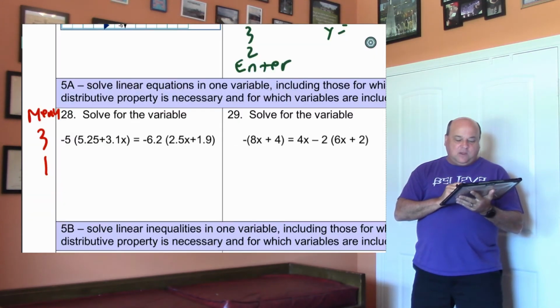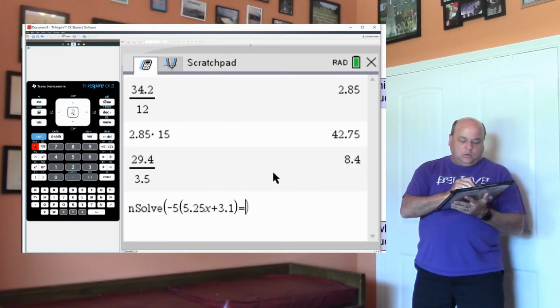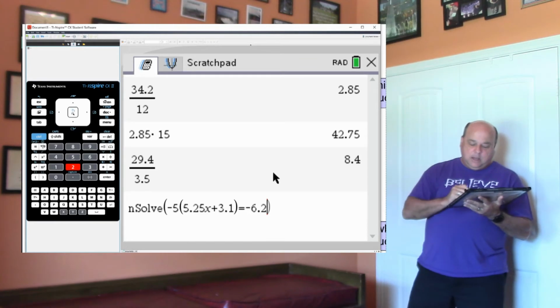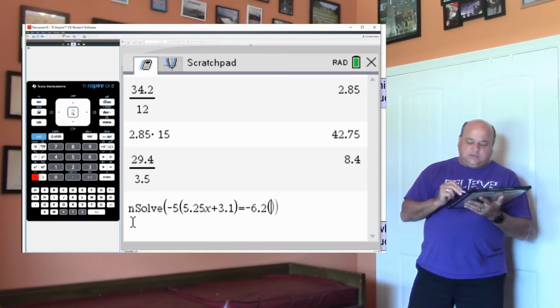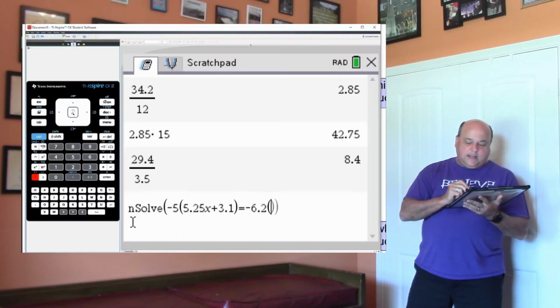Now then, let's keep typing in the equation. Equals negative 6.2. Notice I did not put a minus, I put the negative. And then we're going to start another parentheses. And then in that parentheses, 2.5x plus 1.9.